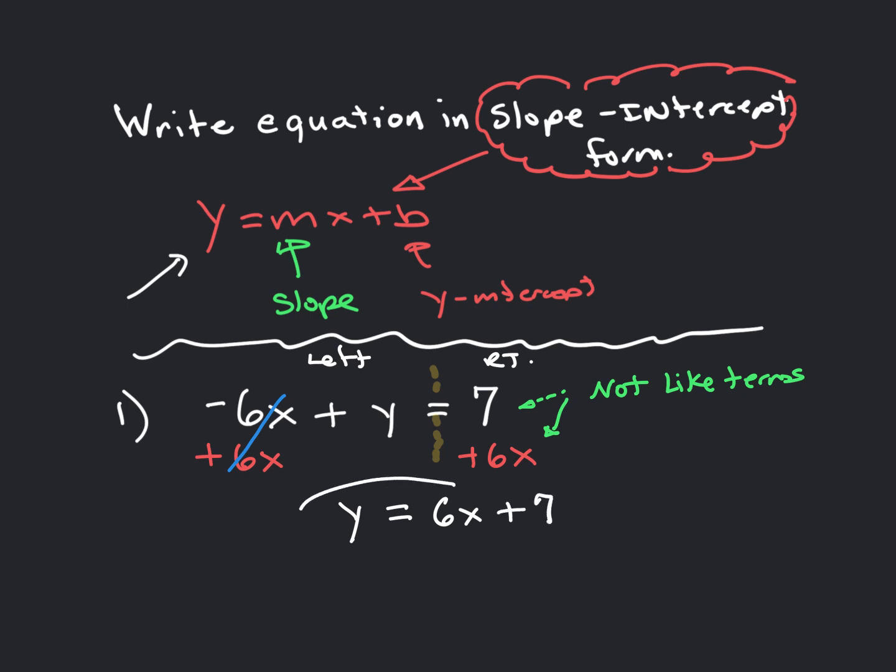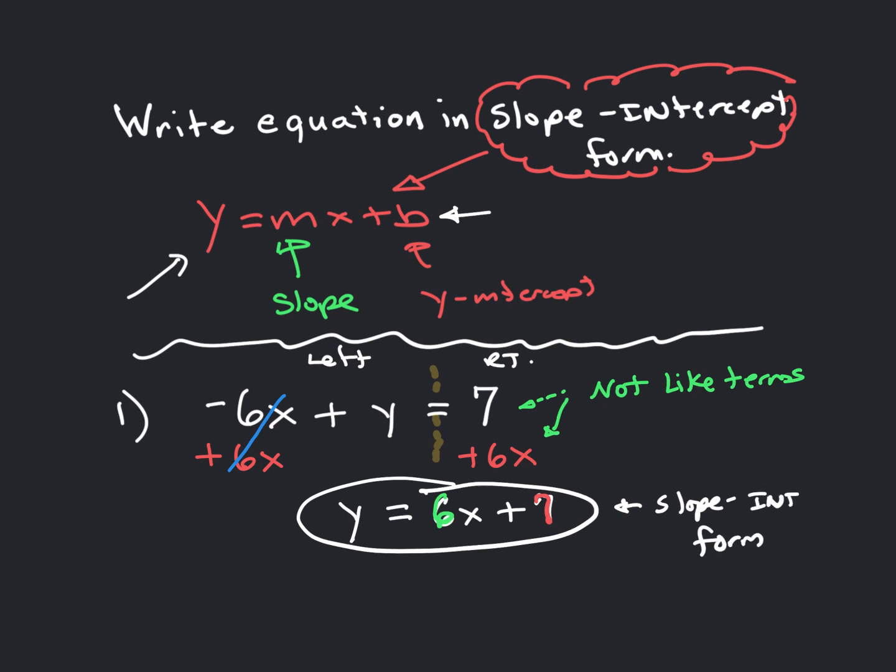Do you see that we have y equals mx plus b? Do you see how it looks like that? And couldn't we say the slope is 6 and where it crosses the y-axis is 7? And this is called slope-intercept form. So we used our algebra skill to get y by itself. So let's try a few more problems.